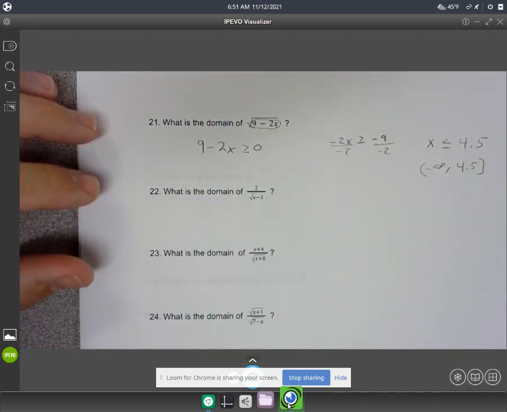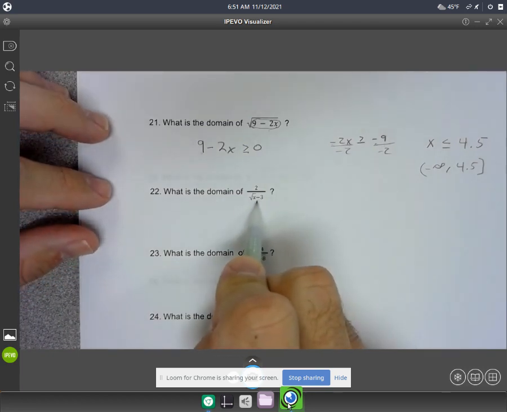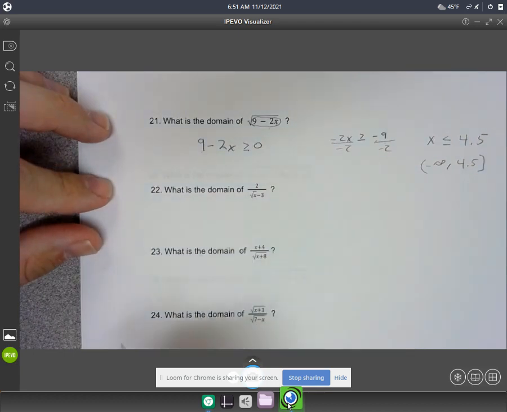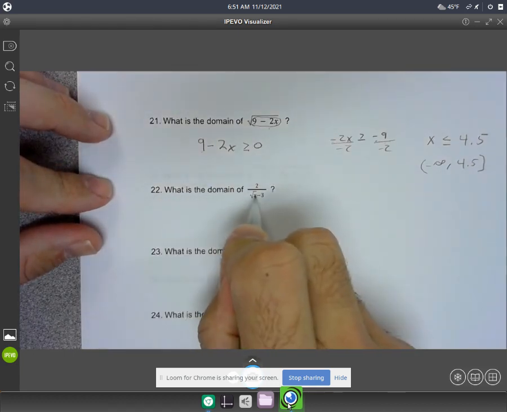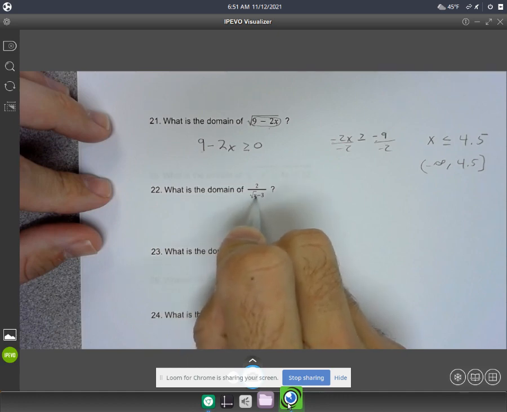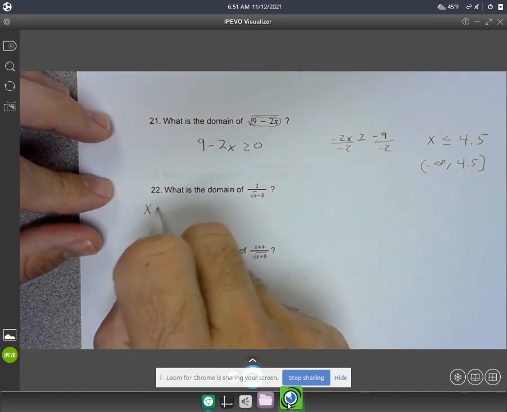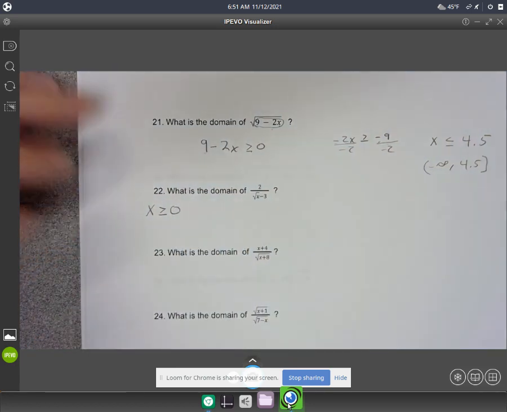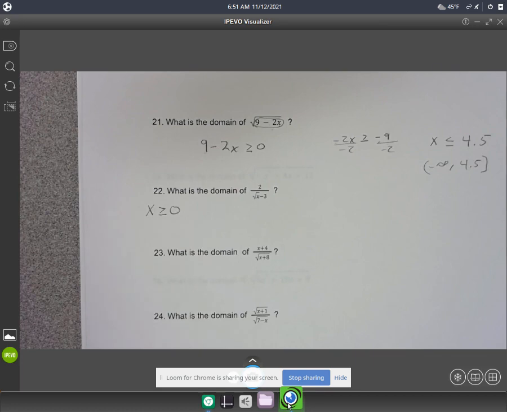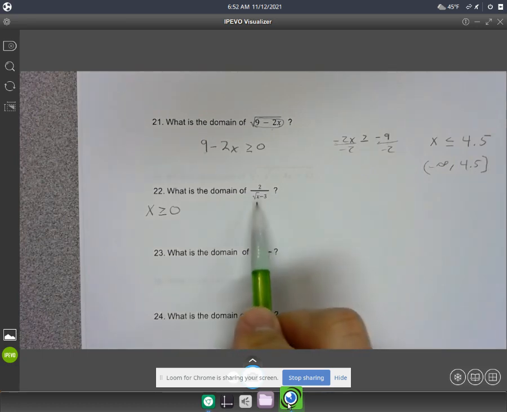Number 22, you got 2 things that you have to worry about on number 22. You cannot take the square root of a negative. So that part that's underneath the radical, all right, x has to be positive. So I know that x has to be greater than or equal to 0. It's got to be positive. The other thing that you have to worry about is you cannot plug in any number that would cause the denominator to equal 0, because you're not allowed to divide by 0.